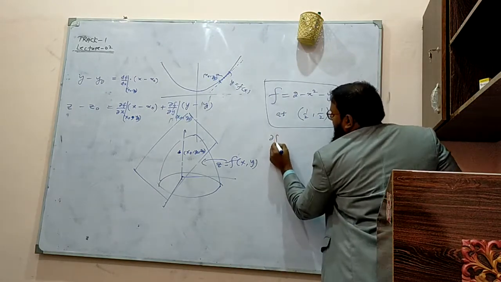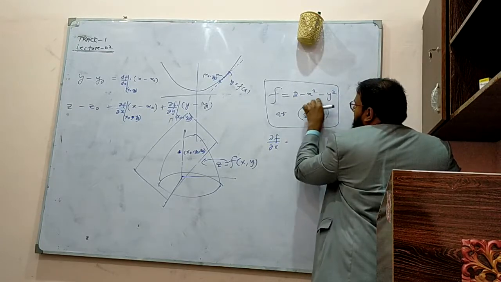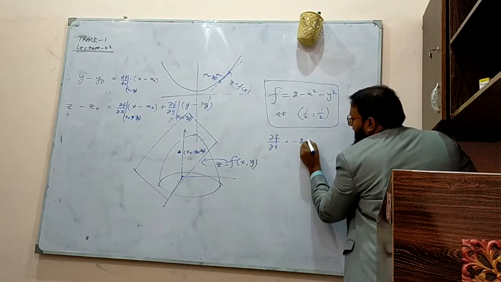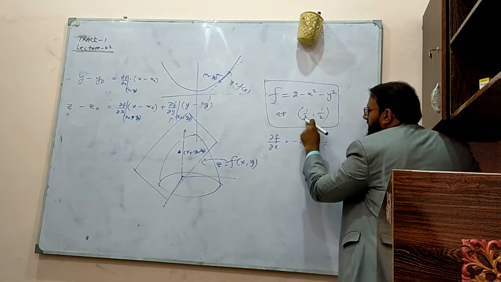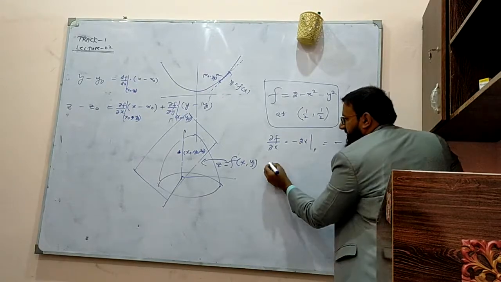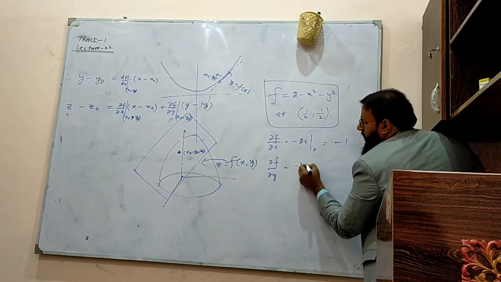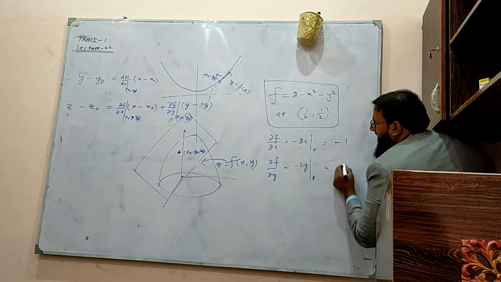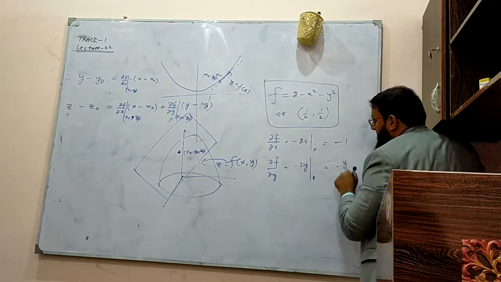First, partial f by partial x: this is 0, this becomes 0, this becomes minus 2x. Evaluate at this point, I am writing only p right now. The value of x is 1/2, so this becomes minus 1. Partial f by partial y becomes minus 2y. Evaluate at this point, it becomes minus 1.